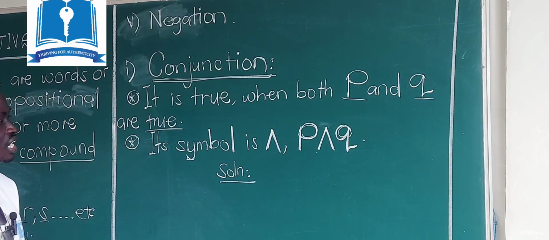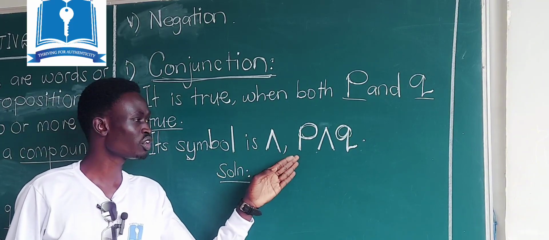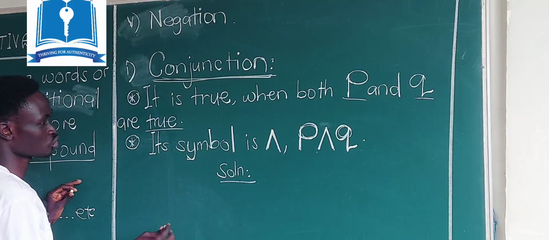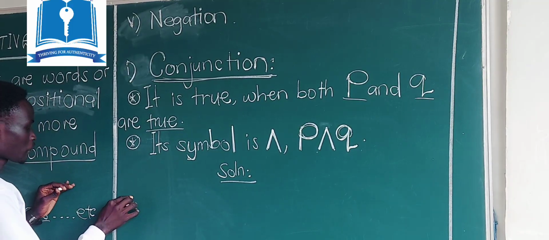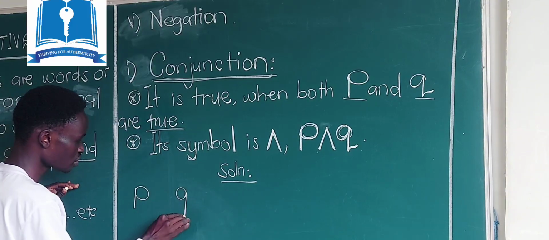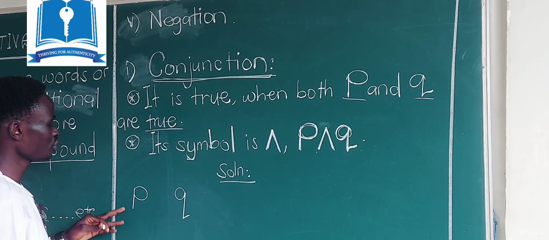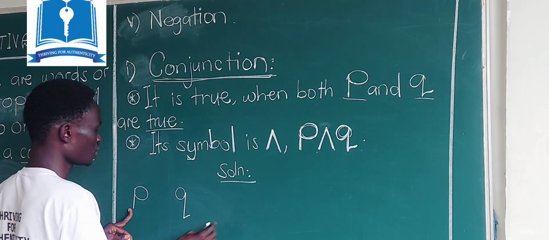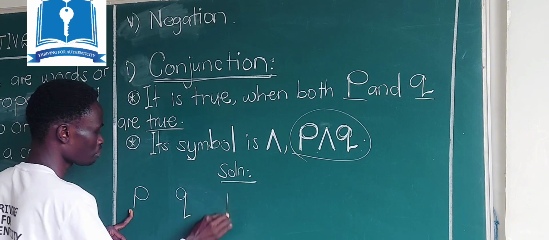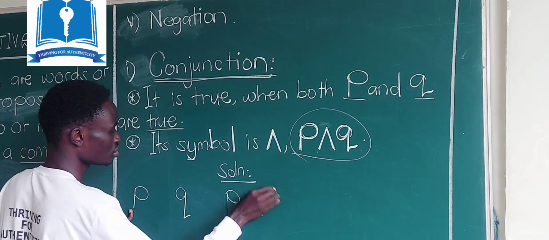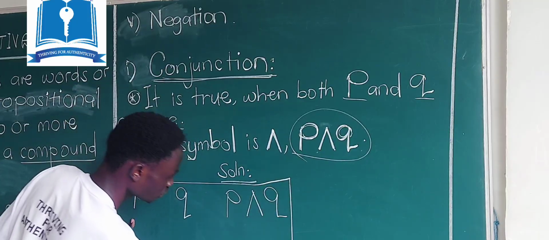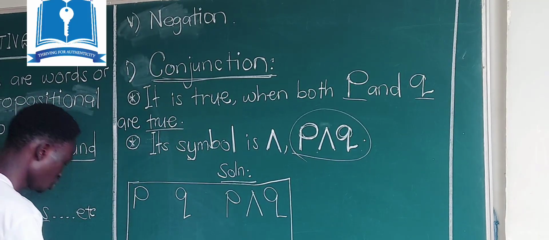Now let us see how we can solve this. P conjunction Q, let us see how we can solve it. First you need to write the letters separately, P and Q. Then from there, you write the whole statement, P conjunction Q. From there, you draw the table.